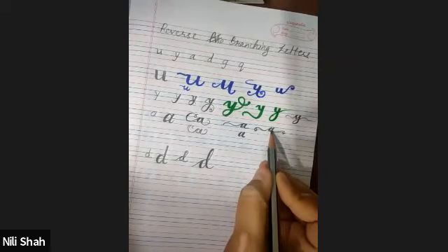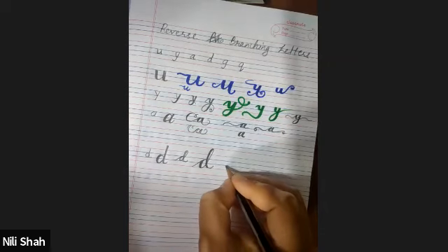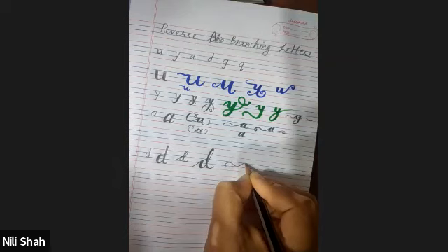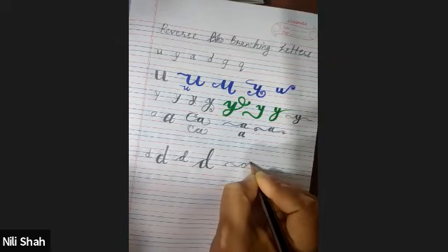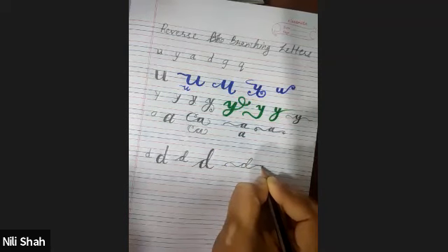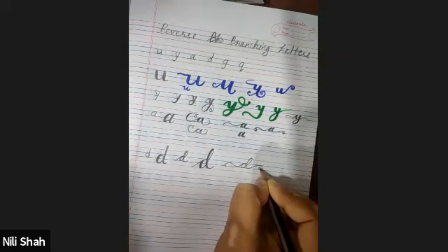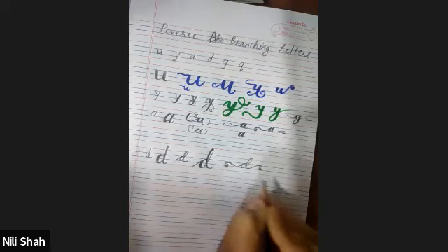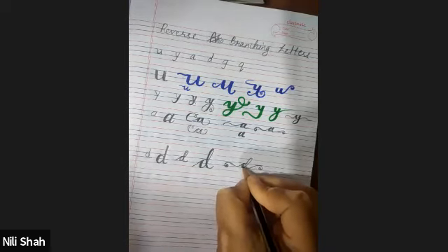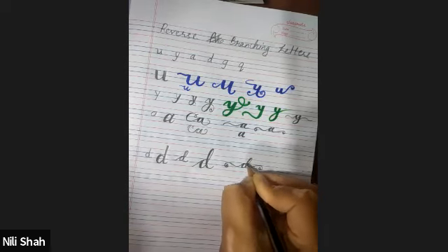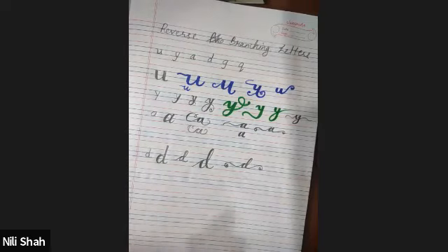Now I'm writing D in this style. Adding thickness to my downward strokes. Wow. See?